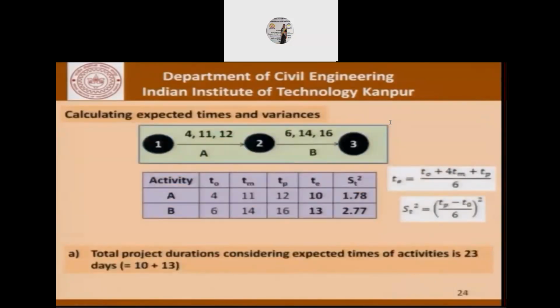So working out the TE and the standard deviations, we find that for activities A and B, we convert this information to this table here. Using these formulae, we calculate the expected times of completion of the activities and the variances. So the total project duration, considering the expected time of the activities, is 23, that is 10 and 13.